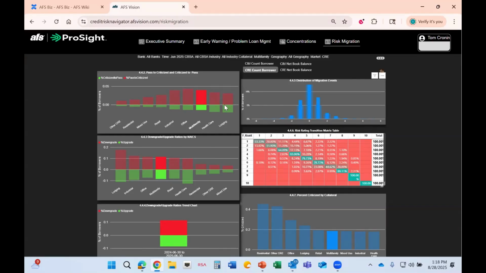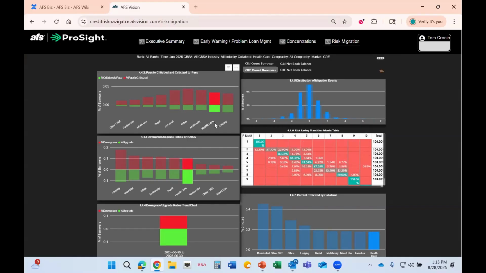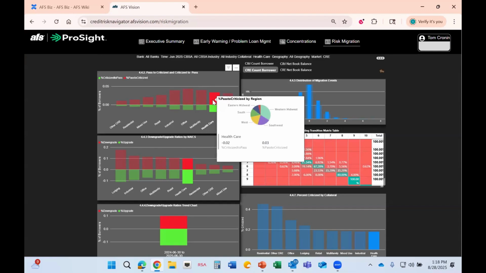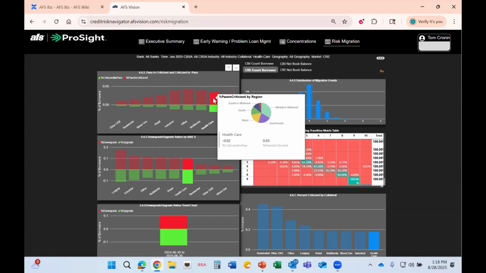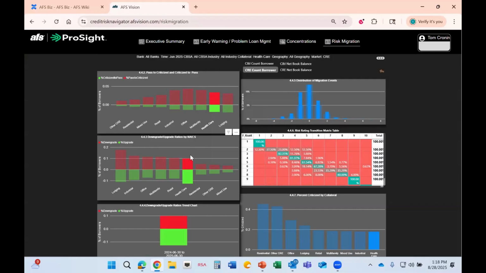So let's look at one last property type. And I'm going to leave you with something positive. So here's healthcare. And you can see that pass to criticize is 3%, criticize to pass is 2%. So almost break even, if you would. But then the downgrade upgrades. So if you come down to that chart, 10% were downgraded, but if I land on it right, 13% were upgraded. So this is the only property type where you're seeing more upgrades than downgrades.